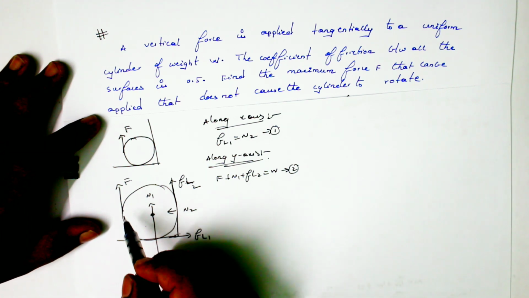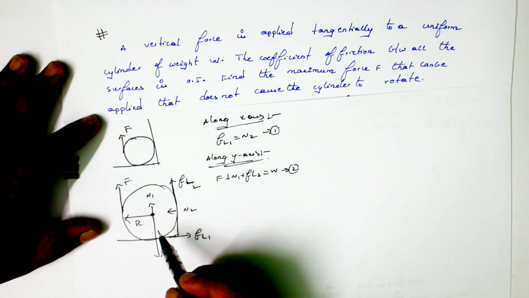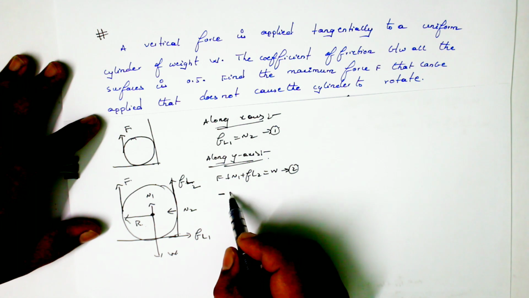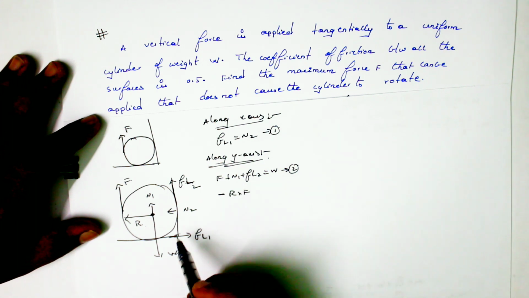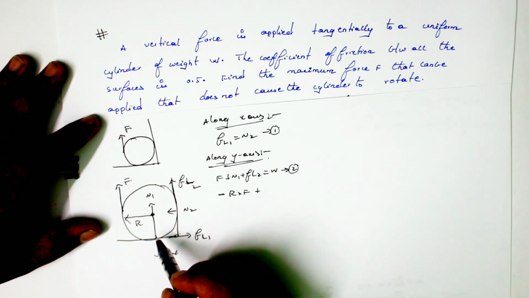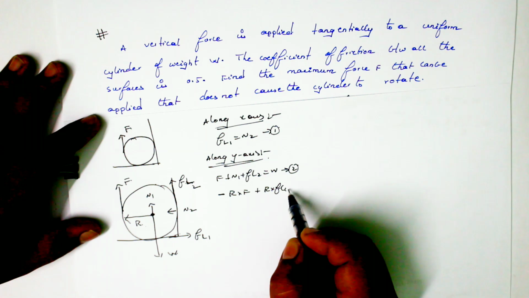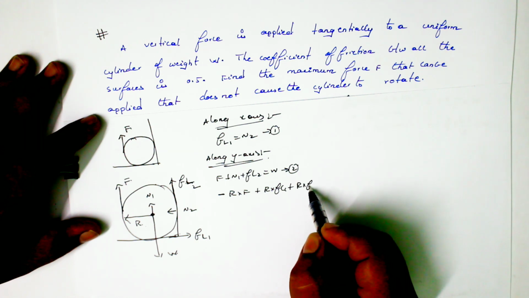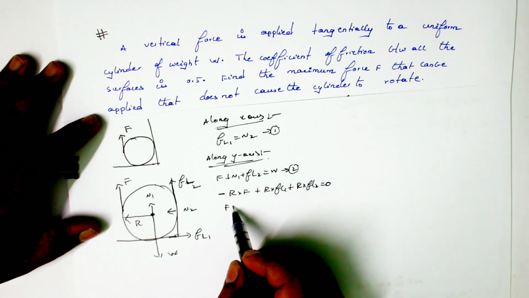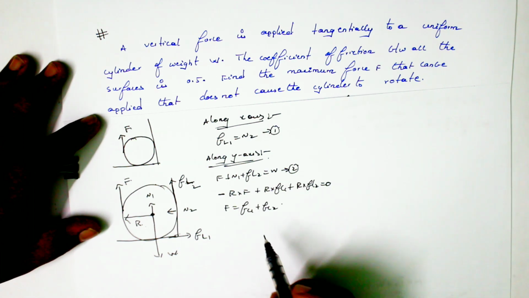Now if I see the torque due to F, then this is the radius vector R. So this is R cross F, negative torque. So minus R into F. And the torques due to FL1 and FL2 are positive torques, again at a distance of R only. So R into FL1 plus R into FL2, totally it should be equal to 0. So therefore I can write F is equal to FL1 plus FL2.